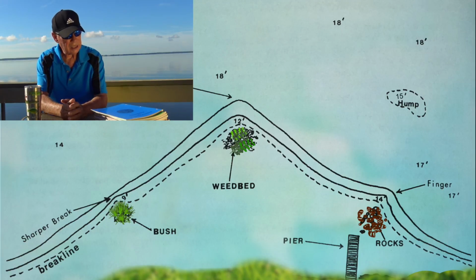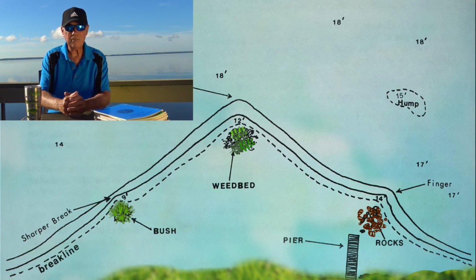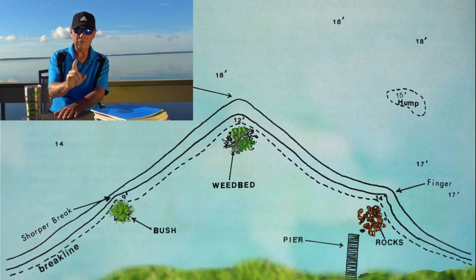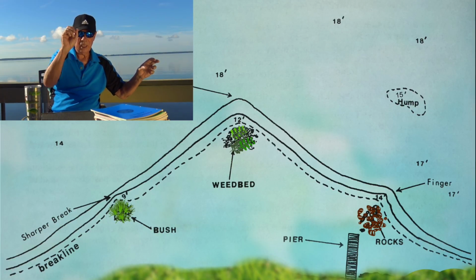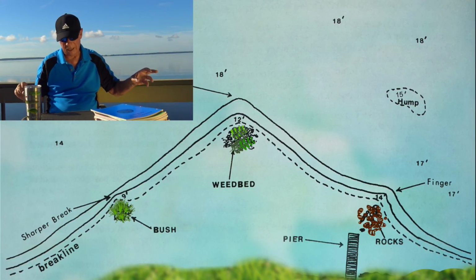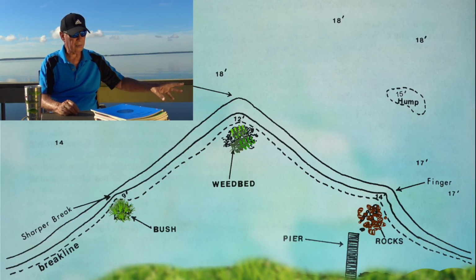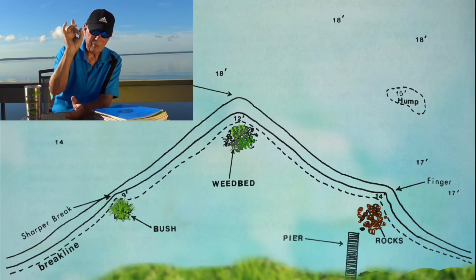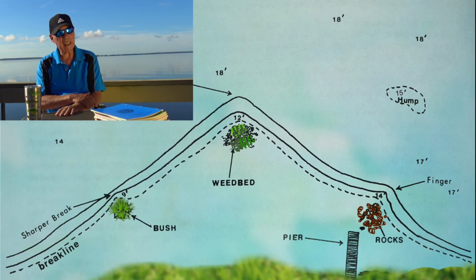Now my question is, let's say you've got this spot on your map, and you're looking at it. If we have a couple of fishermen sitting on these three spots, a couple of guys at the pier, a couple of guys out there at the end of the bar, and a couple of guys over there at the sharper break, which guy has the best chance of catching a fish? I'm going to let you look at it a minute. Once you study it, take a look.